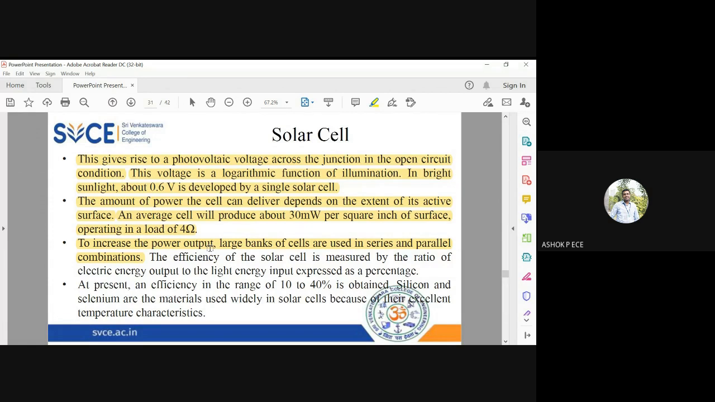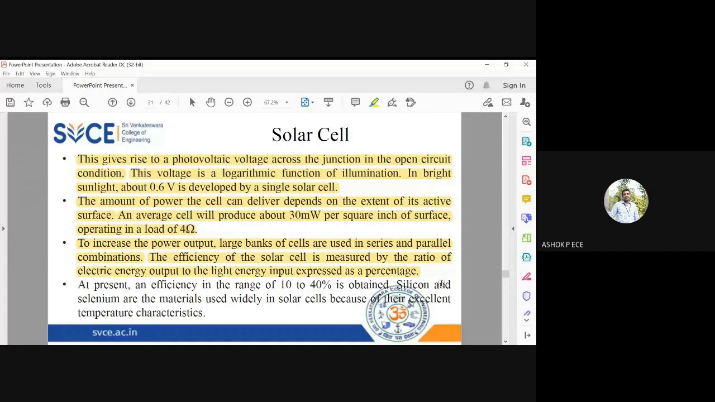If you have four rows of solar cells, and you want to make all four voltages coming from the cells uniform, then you connect them in parallel. So you follow series and parallel combinations to improve the efficiency of the solar cell. Efficiency is output by input, right? Output is electrical energy, input is light energy. So the efficiency is given by electrical energy output by light energy input.